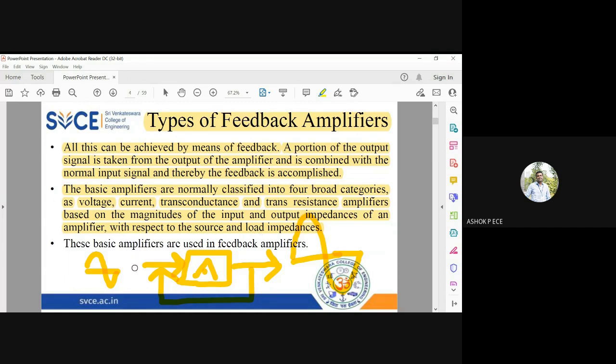So on the input side you have a source impedance, and on the output side you have the load impedance. These basic amplifiers are going to be used in the feedback amplifiers. So we are going to see the concept of each amplifier now: voltage amplifier, current amplifier, transconductance amplifier, and transresistance amplifier.